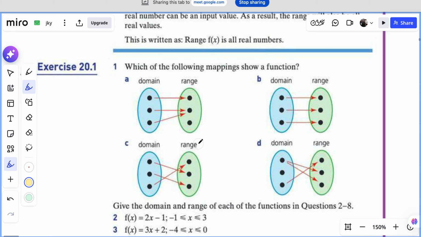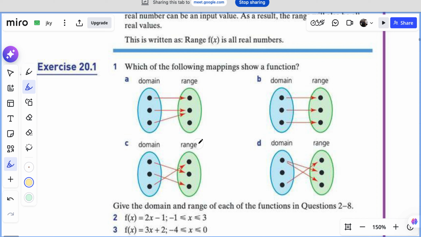Okay. Now let's go to the next one, which is inverse. Inverse came first before composite. Okay. Let's do the inverse.